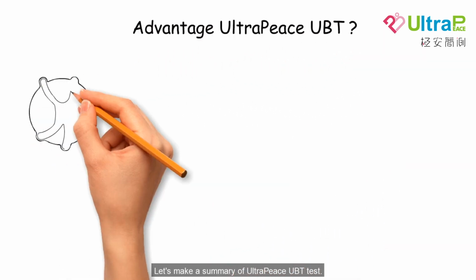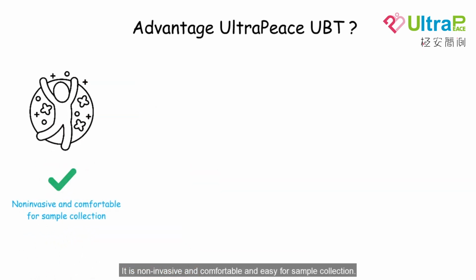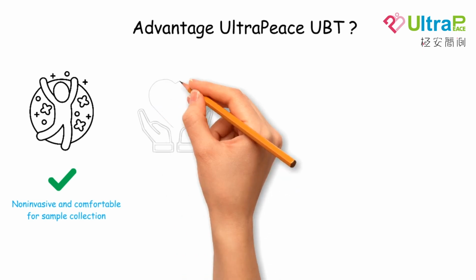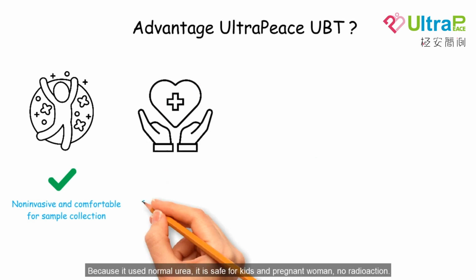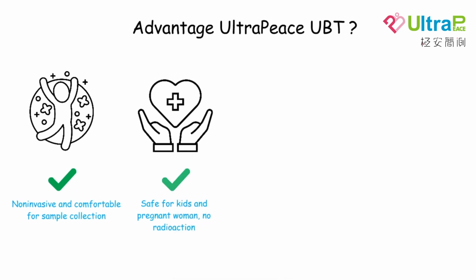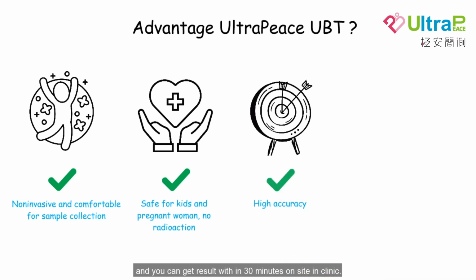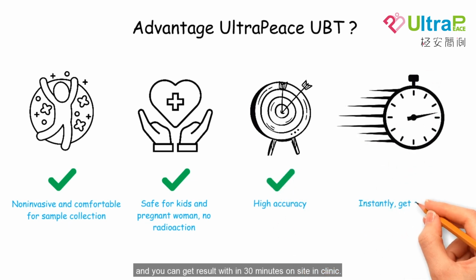Let's make a summary of the Ultrapeace UBT test. It is non-invasive, comfortable, and easy for sample collection. Because it uses normal urea, it is safe for kids and pregnant women, with no radiation. And it has high accuracy for clinical use. And you can get the result within 30 minutes on site in the clinic.